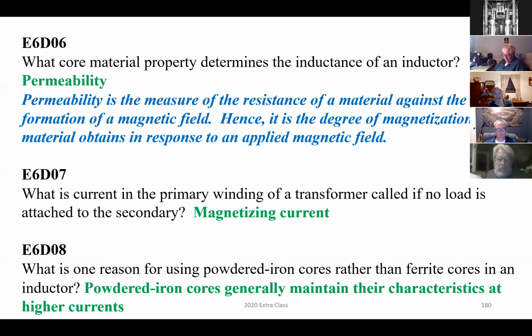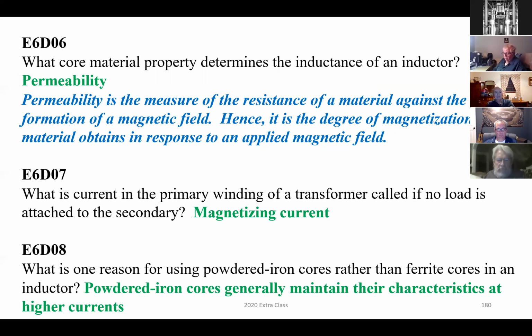Okay, number six, what core material property determines the inductance of an inductor? That's going to be D, permeability. All righty, number seven. What is the current in the primary winding of a transformer called if no load is attached to the secondary? That's going to be A, magnetizing current.